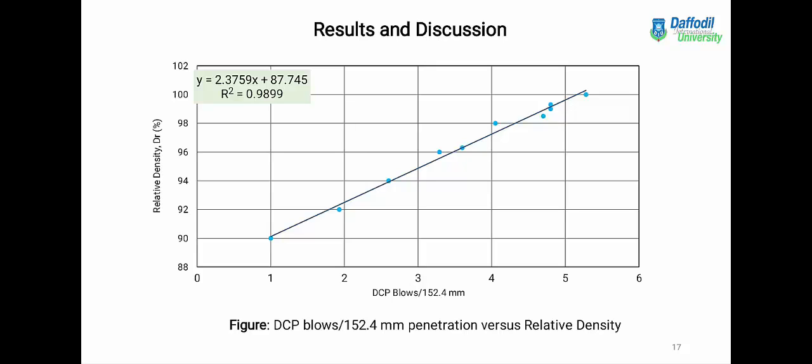In another graph, we can see the figure of DCP blows for 152.4 mm penetration versus relative density. A similar relationship is also developed for DCP blows with the relative density for the same specimens. From the graph, it can be seen that the DCP blows per 152.4 mm penetration produce a linear relationship with the relative density, with a high coefficient of determination of 0.9899. So for any known value of DCP blows, the relative density can be estimated from this graph.